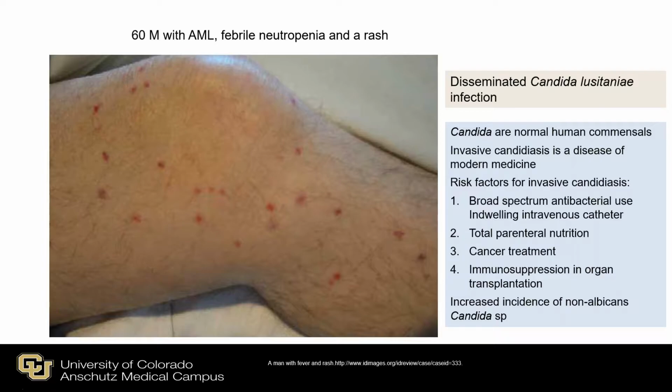This is a 60-year-old gentleman with acute myeloid leukemia who presented with febrile neutropenia and a rash. He was subsequently found to have disseminated Candida lusitaniae infection. And so, Candida species are normal human commensals. We know that they live in our gastrointestinal system, our respiratory system, they line our airways, and they also live in the female genital system.